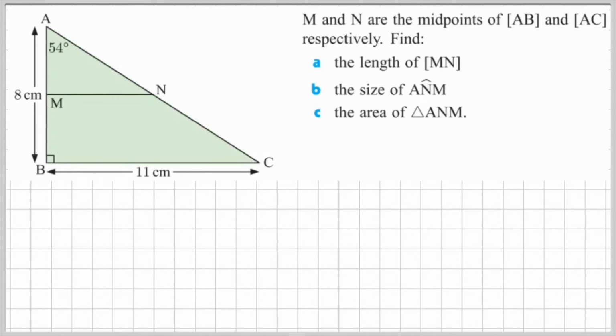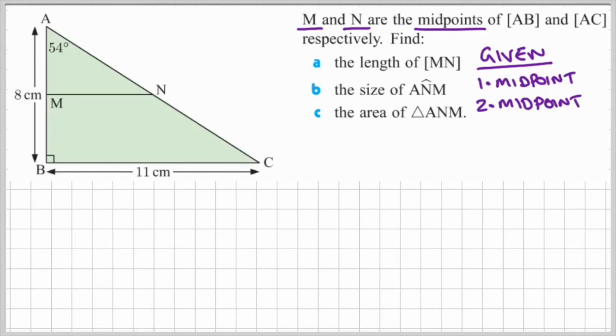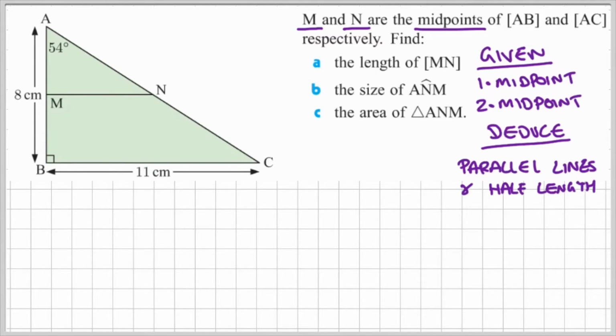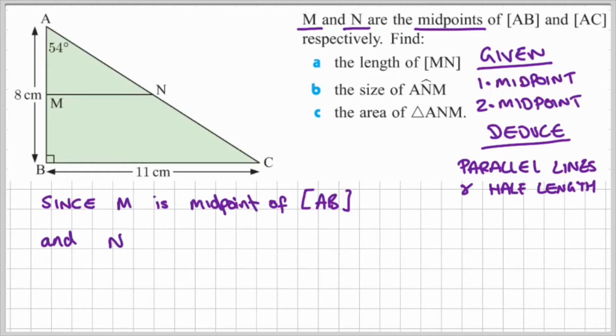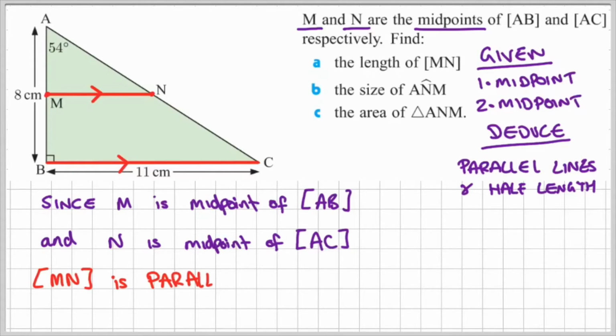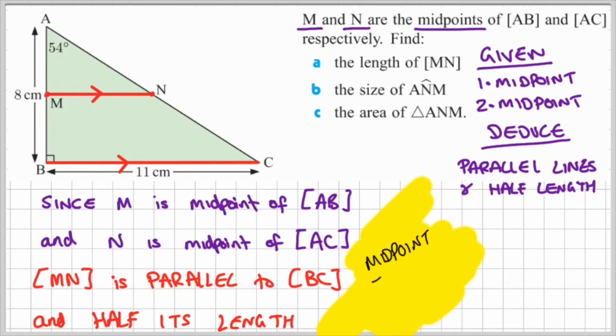So here's the following triangle. The first thing that we know is that we're given a midpoint and a midpoint. So we're given 2 midpoints. So what we're going to do is deduce that the 2 lines are parallel. MN is parallel to BC and that MN is half of BC using the midpoint theorem. So since M is the midpoint of AB and since N is the midpoint of AC, as shown in the diagram, then we know that MN is parallel to BC and half its length due to the midpoint theorem.